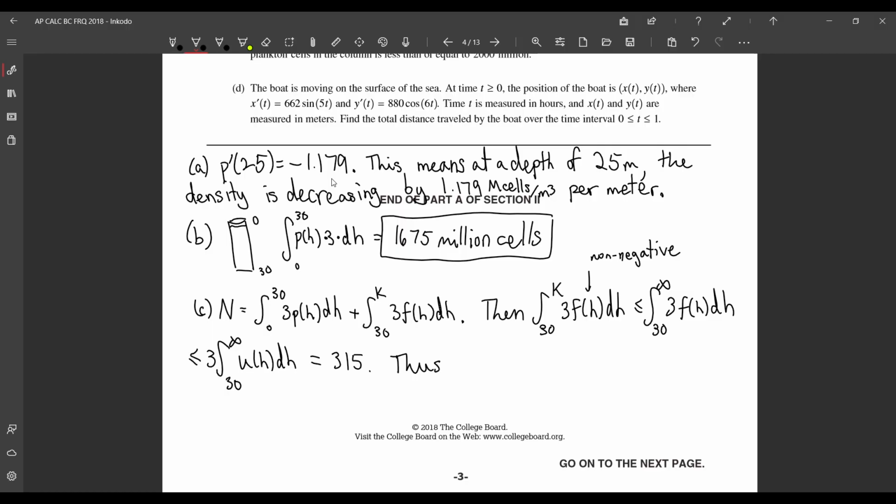Thus, n is less than or equal to 1676. Since I rounded down here, the answer to this integral was like 1675.4, so I'm just going to round it up here. And so this upper bound is equal to 1991, and this is less than or equal to 2000. Okay.